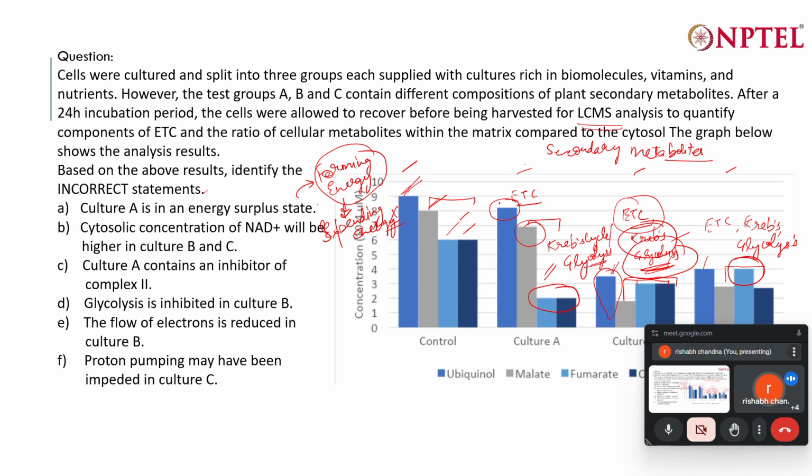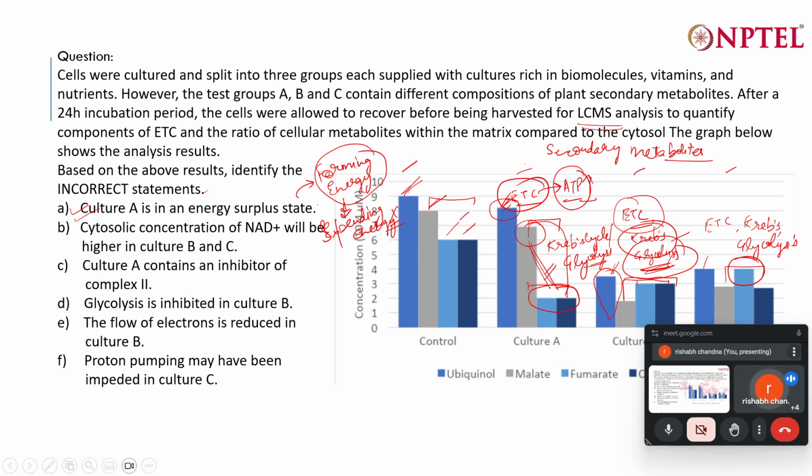This can be seen from the ubiquinol levels. Okay, because ubiquinol levels are high, ETC is actually working fine. So that means ATP production is more, but the other molecules are low. That means this is actually not working. So its expenditure is less, because if that were the case, these molecules, the metabolites of the Krebs cycle, would be high. Okay, so in this case, ATP production is more and ATP expenditure is less. So culture A is in energy surplus state. So this can be the correct answer.